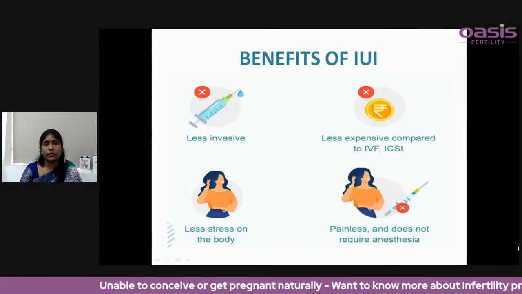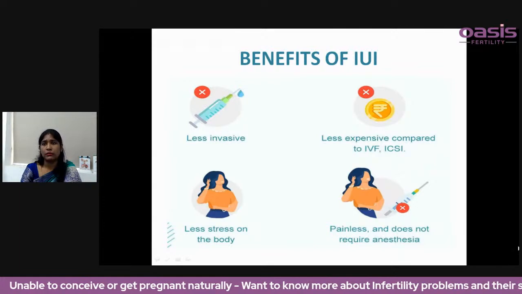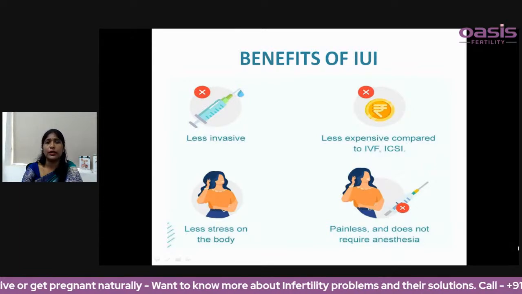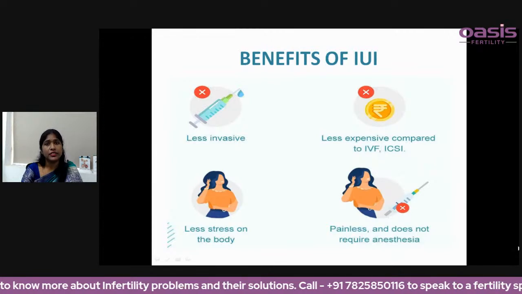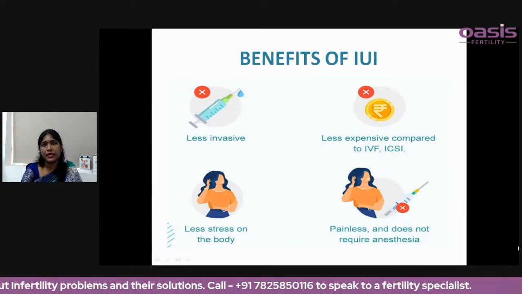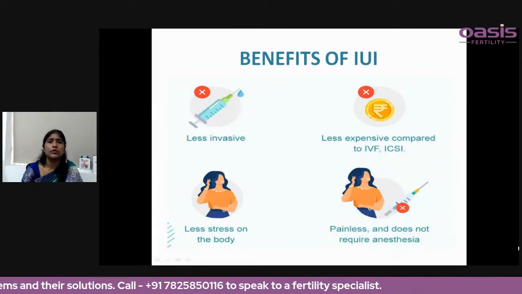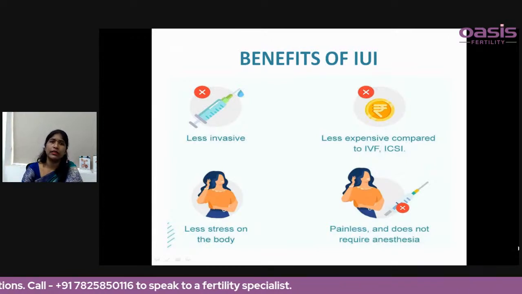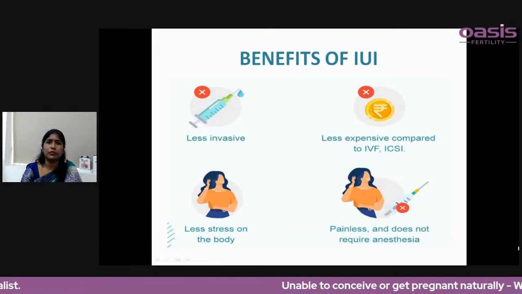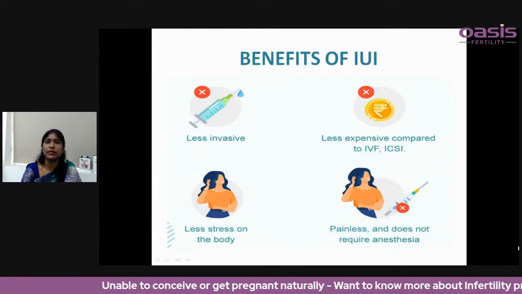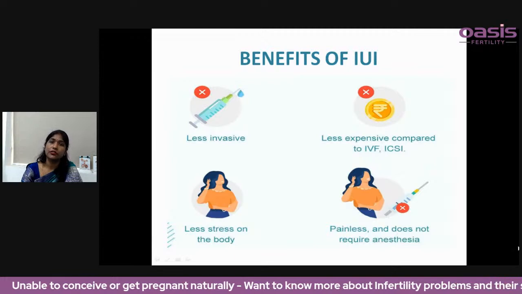So, after knowing so many things about IUI, let me just summarize the benefits of IUI. The number one benefit is that it is less invasive. Most of the time it's oral medications which are given, and 1 or 2 doses of injections is all that is required. Second, it is less expensive. The procedure of IUI as well as the medications are much less expensive in comparison to the cost of IVF.